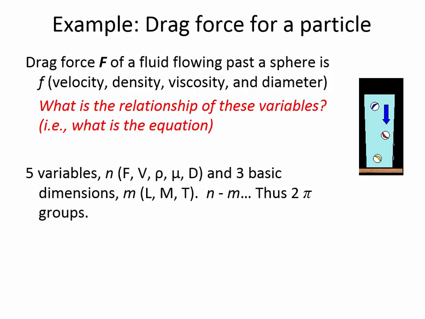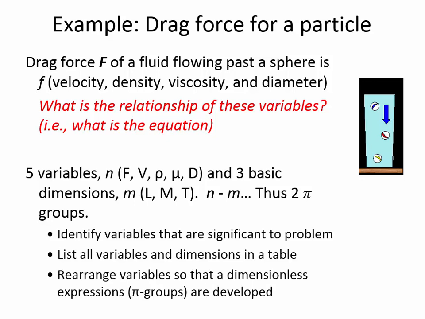So 5 variables and 3 basic dimensions, meaning each of these can be broken down into having units of length, mass, and time. And so the difference between there being 5 variables and 3 basic dimensions means that we should be able to combine all of these variables together and form 2 groups that are both unitless. And it's those two unitless groups that would be used to generate the equation that relates the drag force and all the other parameters. So let me show you what that process looks like.